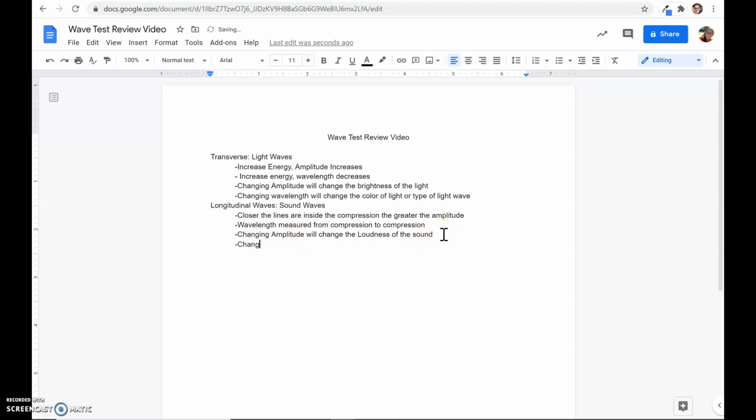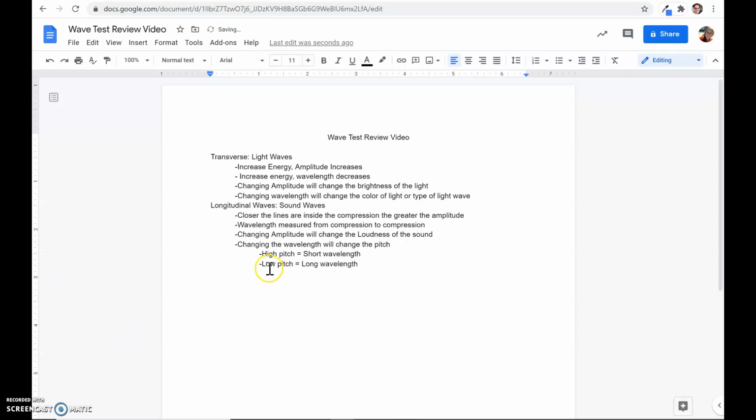Next, changing the wavelength will change the pitch of the sound. So we can have a high pitch. Imagine for a high pitch, a really young girl screaming at the top of her lungs. She's going to have a really high pitch. A high pitch is going to be represented by a short wavelength. A low pitch is going to be represented by a long wavelength.